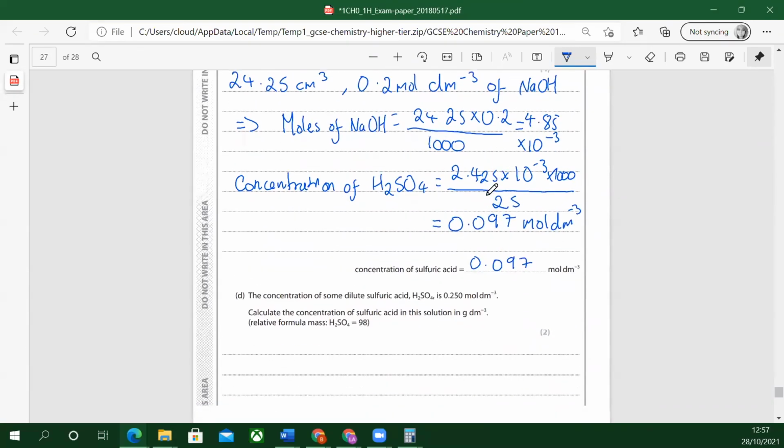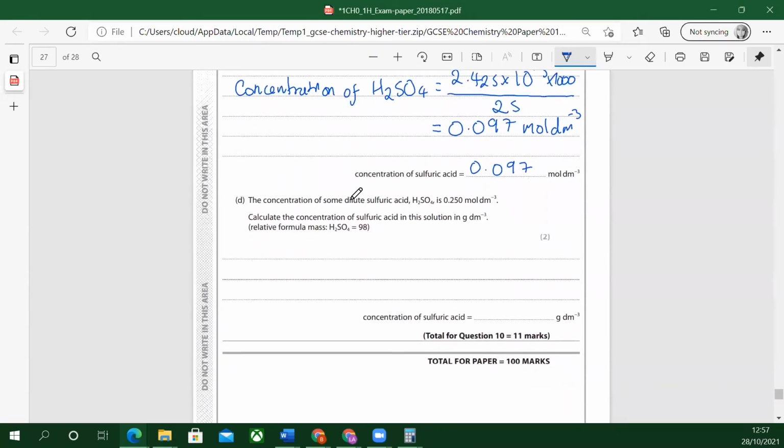Right, last question then. The concentration of some dilute sulphuric acid is 0.25 moles per dm cubed. Calculate the concentration of sulphuric acid in the solution in grams per dm cubed. Relative formula mass of H2SO4 is 98. So concentration equals 98 times 0.25, which gives 24.5 grams per dm cubed.